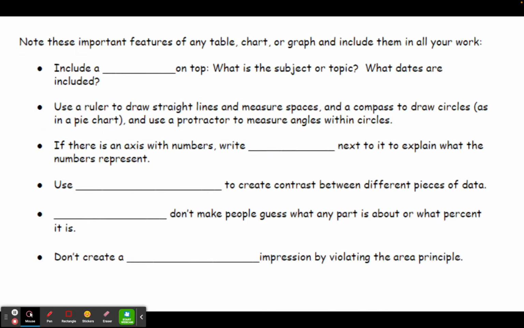Now, there are some important features of any table, chart, or graph that you want to include whenever you are drawing a graph of your own. Number one, you want to include a title on top. And we talked in the last lesson about having a who, what, and a when you're writing your title. You want to, at least when you're making graphs by hand, use a ruler to draw nice straight lines and measure spaces. Or if you're drawing a pie chart, you would want to use a compass to draw the circle and make sure that you're measuring with a protractor to make sure that the angles in the circle are accurate.